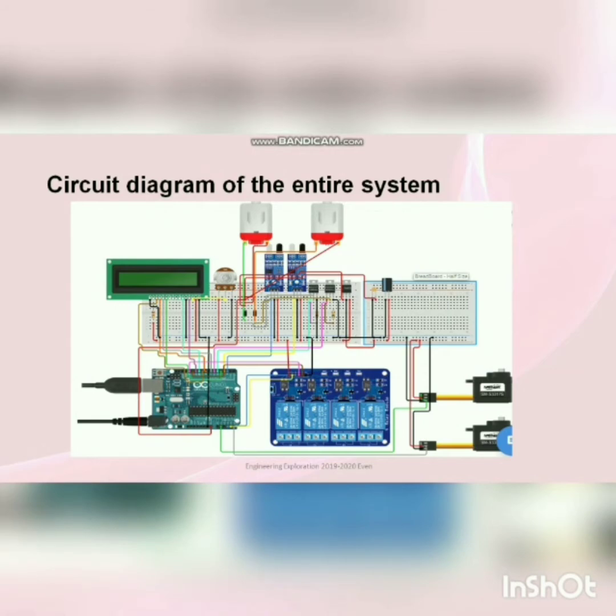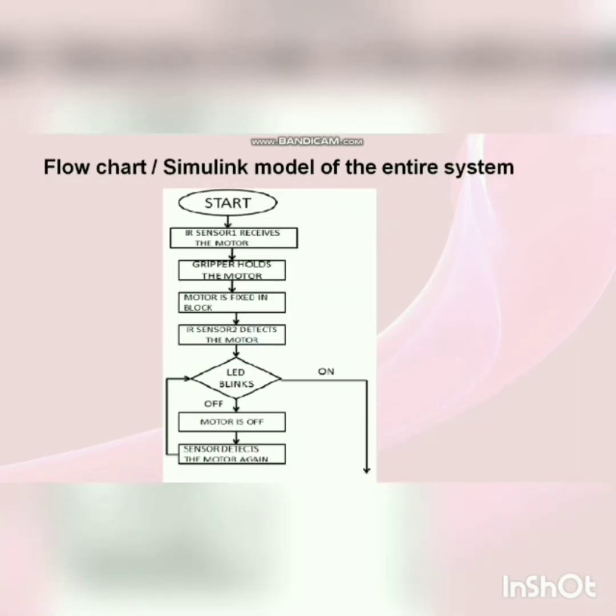We are using two DC motors and a servo motor, and a sensor is used to sense the rotation of the motor, and the servo motor is used to hold the motor. We are using two DC motors for the conveyor belts, and we are using LEDs of assorted colors, an Arduino Mega and a relay module, and we are using an LCD display to display the RPM of the given motor. And here is the flowchart of the entire system.